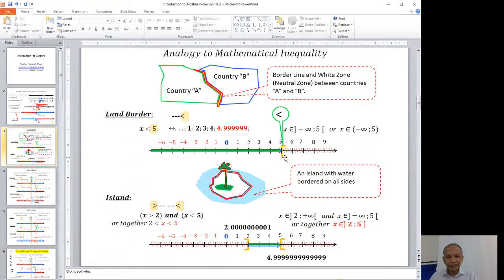How we use the bracket. The bracket faces toward or faces away from.